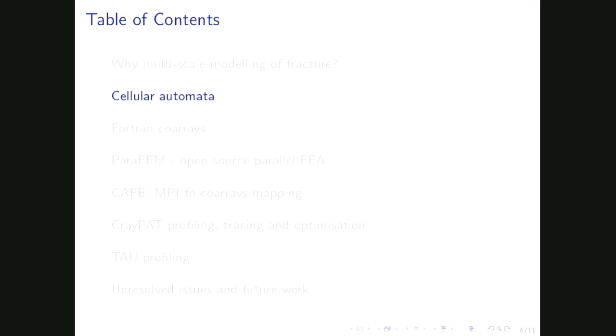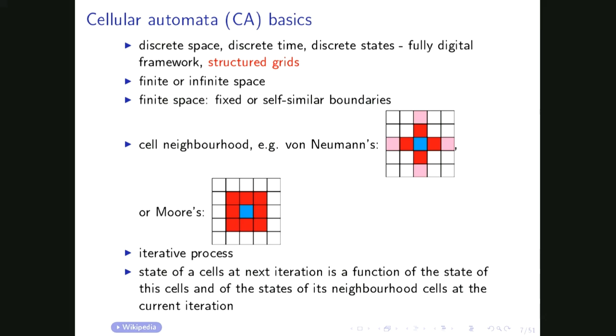A few words on cellular automata now. So CA is a discrete space, discrete time method, which could be used in 1, 2, 3, or n spatial dimensions, and on finite or infinite spaces. CA is a local method. This is very important. The state of any cell at the next iteration is determined by the state of some neighborhood at the current iteration.